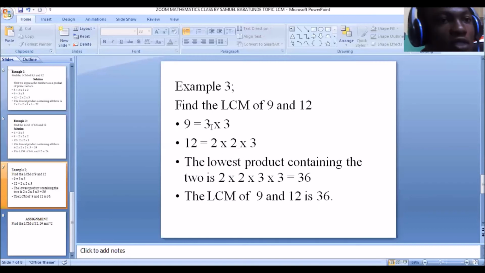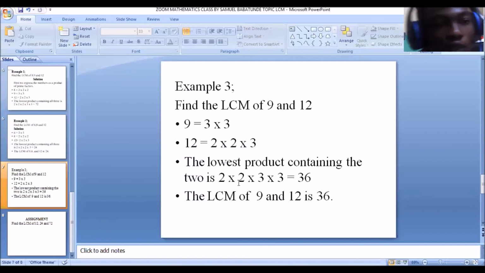So because we have just 2 3s here and 1 here, we are going to put the 2 here because this and this is common already. So you don't need to write 3 3s. You don't need to put 3 times 3 times 3 again, because this 3 is here and it's also here. So you just pick one of it because we're looking for the lowest product. So now the lowest product is 2 times 2 times this 3, then times 3.